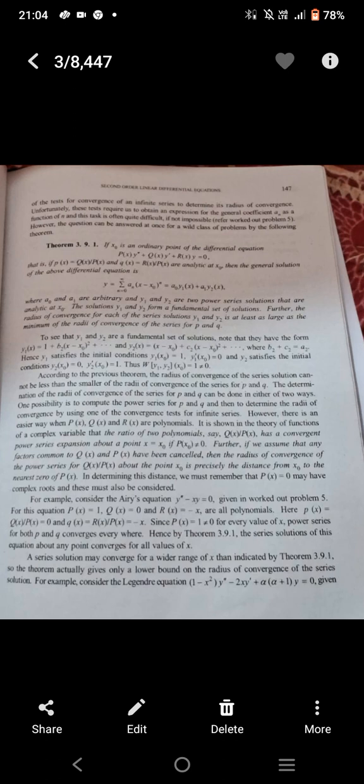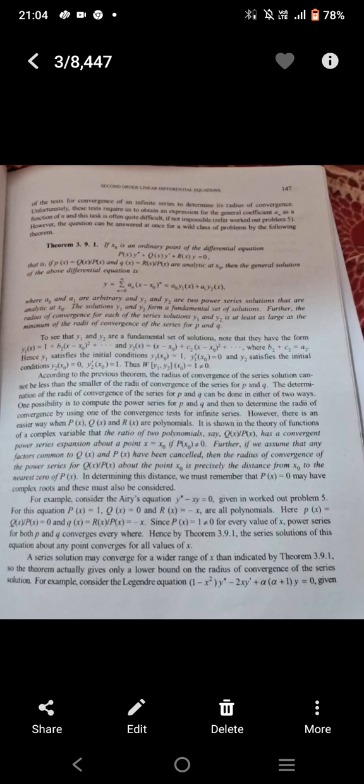Further, if we assume that the factors common to Q(x) and P(x) have been cancelled, then the radius of convergence of the power series for Q(x)/P(x) about the point x naught is precisely the distance from x naught to the nearest zero of P(x). In determining this distance, we must remember that P(x) = 0 may have complex roots, and these must also be considered.